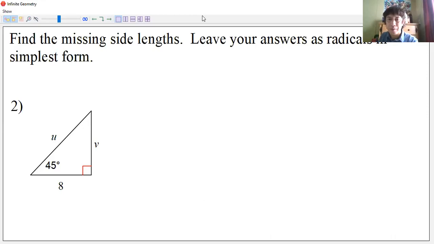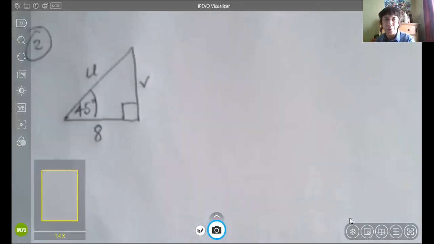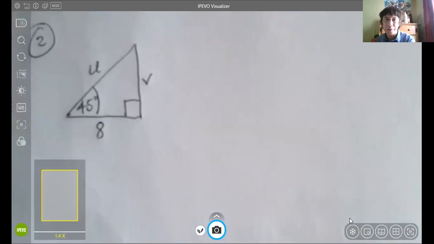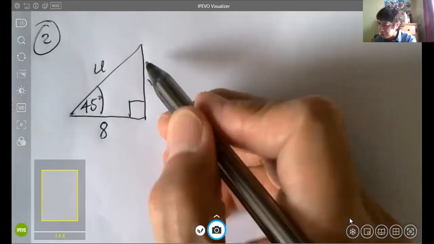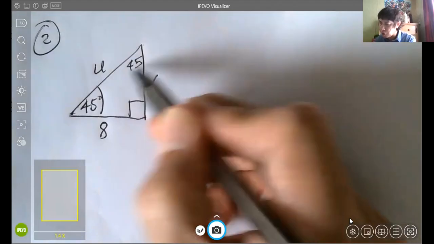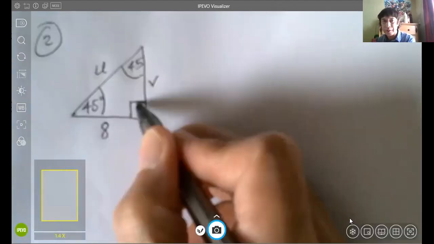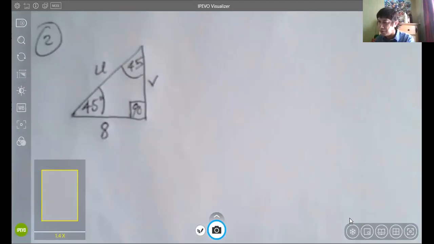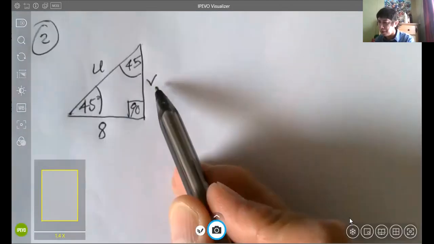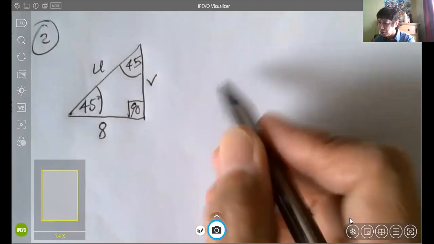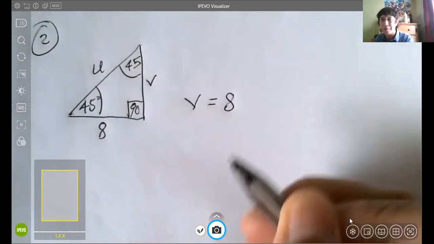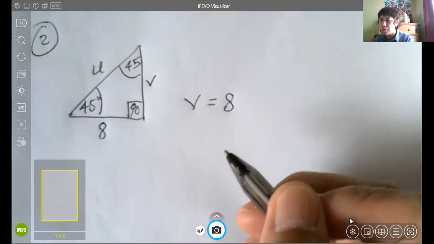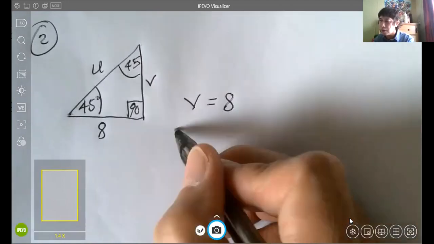All right, let's move to number 2. Okay, here is our number 2. Now, you see a right triangle here with 45, 45, 90. This is supposed to be also 45. There. And this is supposed to be 90 by the symbol. There. Now, we're asked to solve for the other leg here, which is by the theorem. You don't have to solve this. This is by inspection. Your V must be equal to the 8, because the two legs are always equal in a 45, 45, 90.